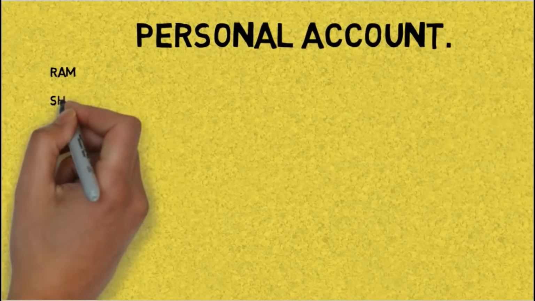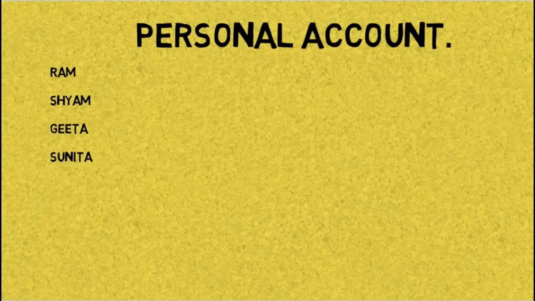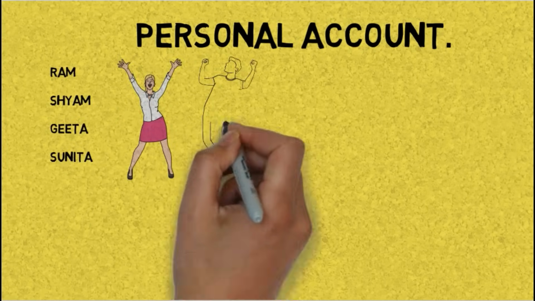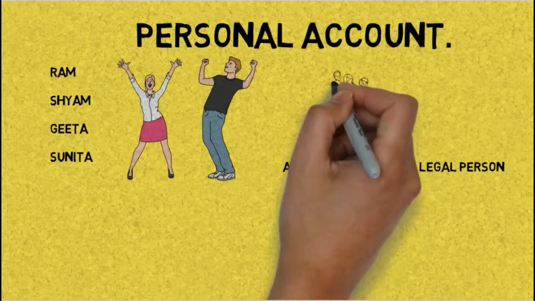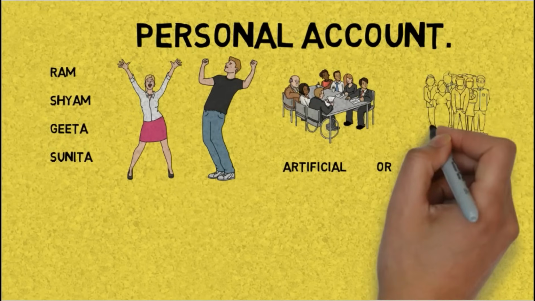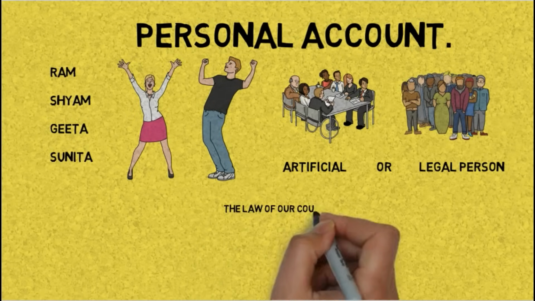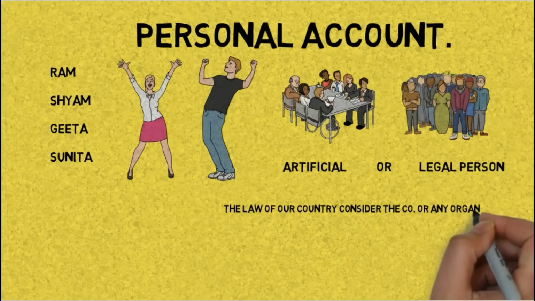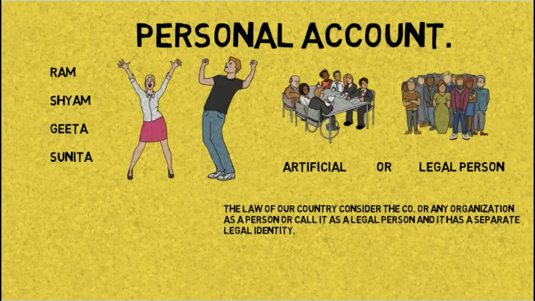The word personal relates to the person. For example, Ram, Shyam, Geeta, Sunita, etc. Means accounts having the name of a person or human being. But personal account in accounting also includes artificial or legal persons as well. Generally, in a company or any organization, the decisions are made in the name of the company and not in the name of any human being. The law of our country considers the company or any organization as a person, or calls it a legal person, and it has a separate legal identity.